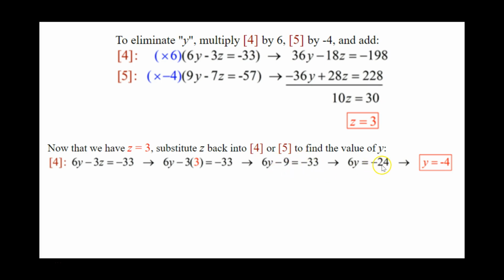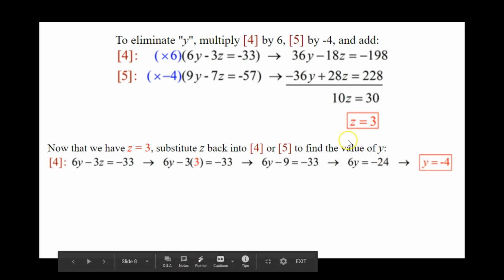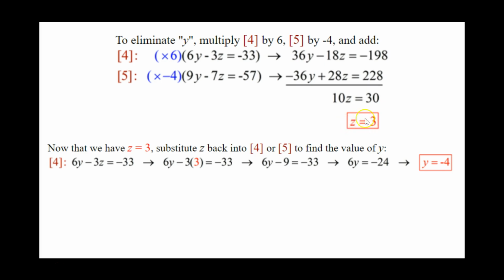It gives us -24. Take this 6 over by dividing, and we get y equals -4. So now we've got two letters that we solved for: z equals 3 and y equals -4. One more letter that we need to solve for.